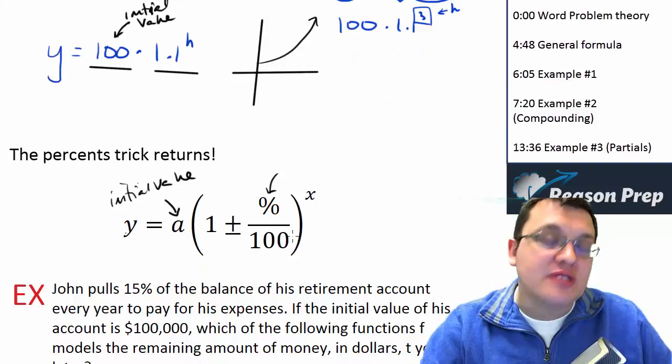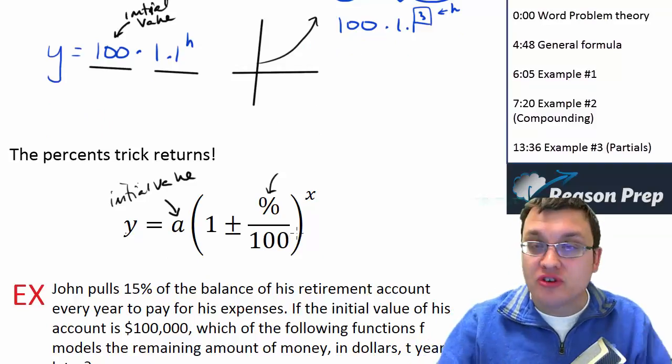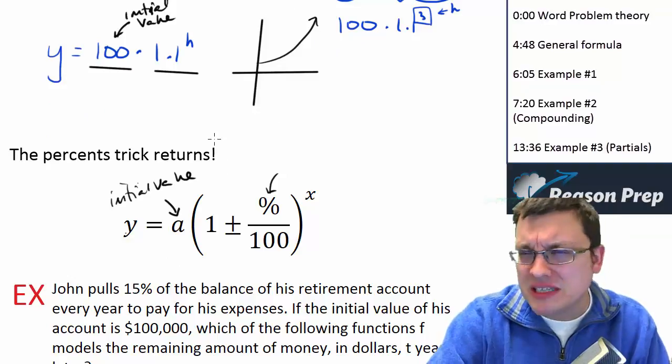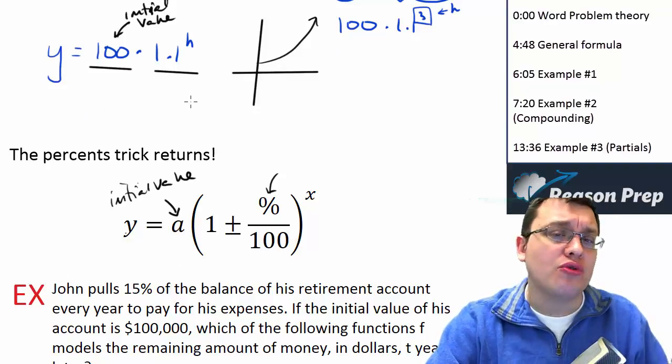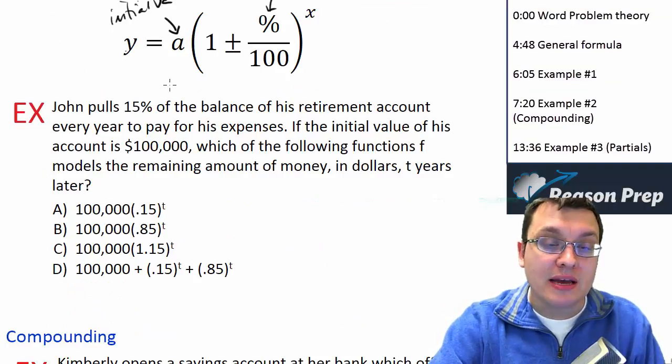And then in your exponent, you get your variable, right? So the number of years, the number of minutes, or whatever your time is. And usually it's time. I mean, basically always it will be time, because exponential growth is typically happening in these word problems over time. And let's look at an example.